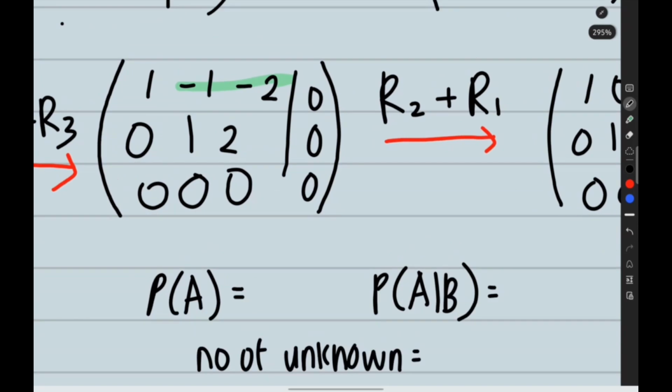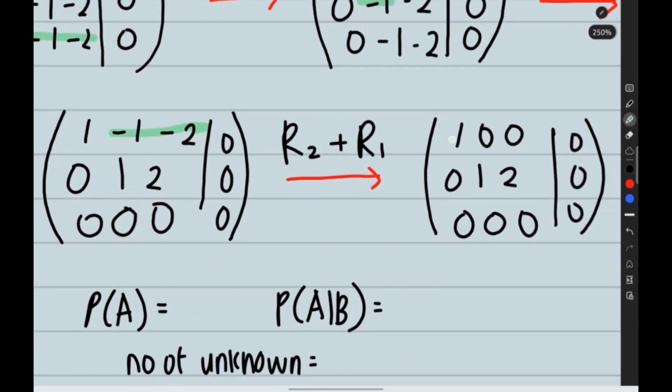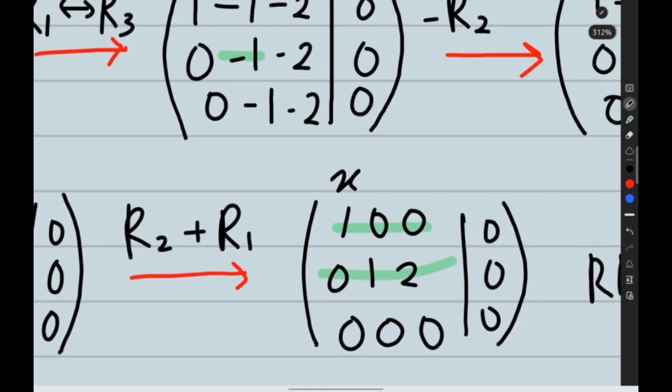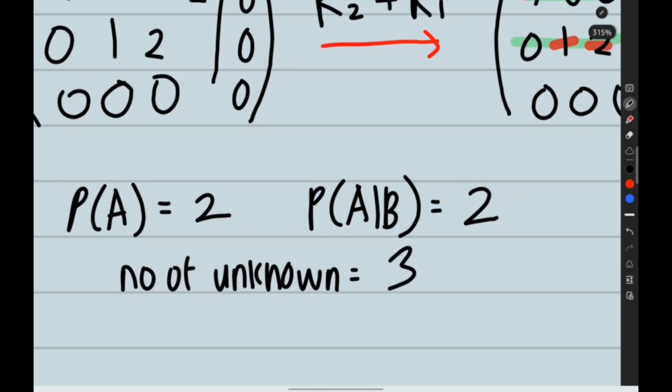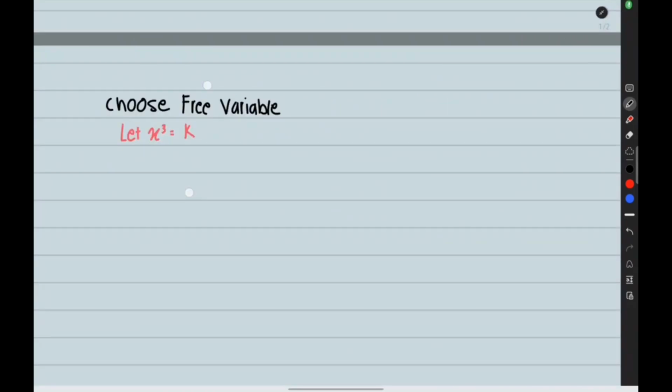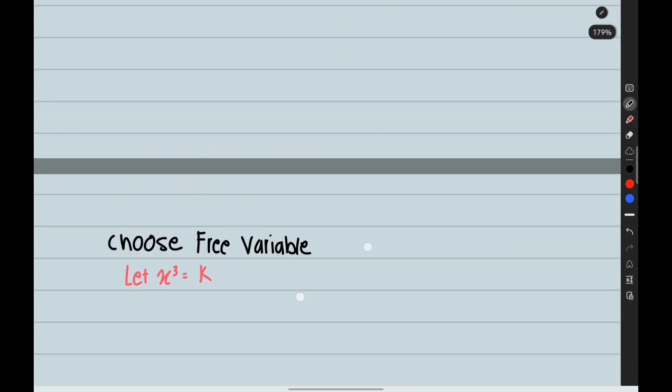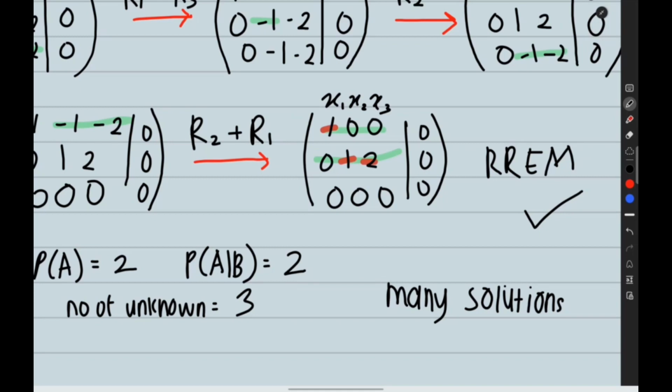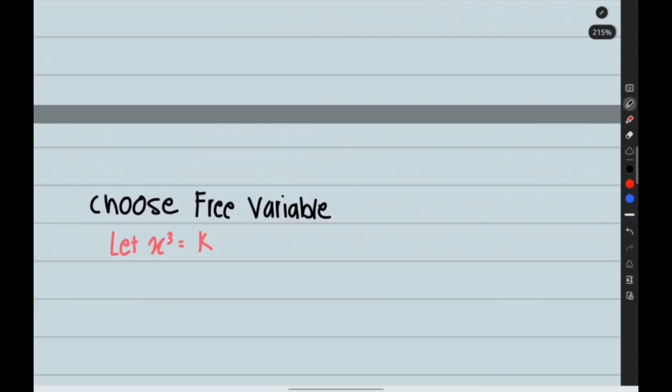Next, we look at the rank of A. The rank of A is 2, same with the rank of AB. For the number of unknowns, we have x1, x2, x3, which is here. So the number of unknowns is 3, and we can conclude that this has many solutions. Then we can proceed. We choose the free variable. We choose x3 because x3 doesn't have a leading one. So we let x3 equal to k.